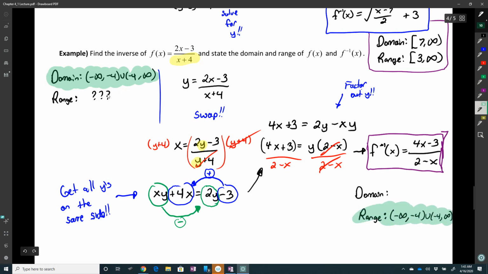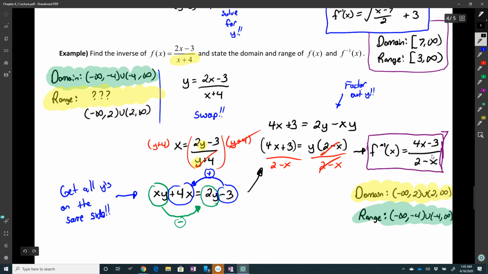Okay. Now I have no idea what the range is for the original, but looking at this, I can see that x can't be 2. 2 minus 2 is 0. So the domain of the inverse is negative infinity to 2, and 2 to infinity. Okay? Which means that these have to be the same. So that means my range is really negative infinity to 2, and 2 to infinity.